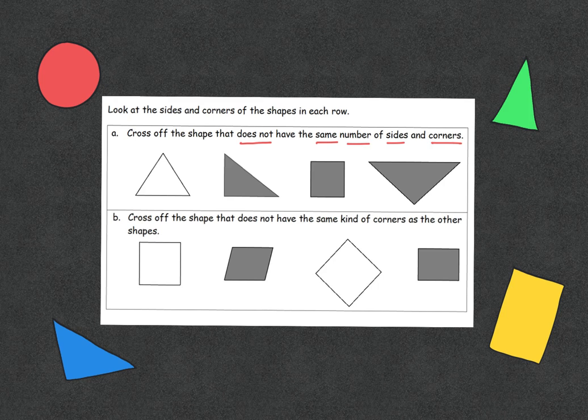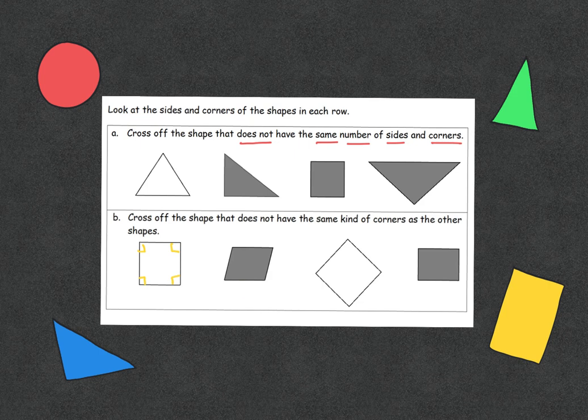Part B is going to be a little bit different. It says to cross off the shape that does not have the same kind of corners as the other shapes. So this time we are not looking at the sides, we are only looking at the corners of the shapes below. Looking at our first shape here, we can see that it has square corners. Do you remember the square corners from our first example? If you can make a square in the corner, it's a square corner.